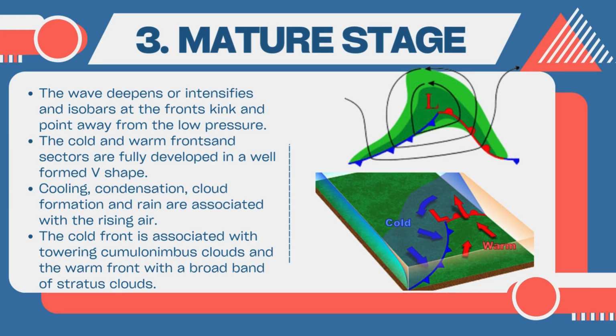Cooling, condensation, and cloud formation are associated with the rising air. So the cold, dense air uplifts the warm air, leading to rapid rising and condensation of that warm air mass. So the cold front is associated with towering cumulonimbus clouds, and the warm front with a broad band of stratus or nimbostratus clouds.